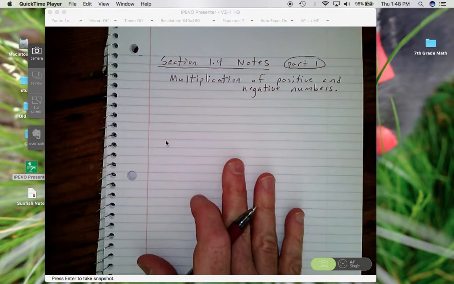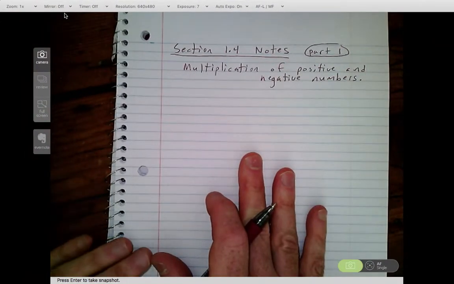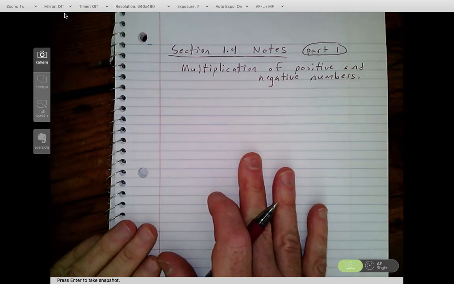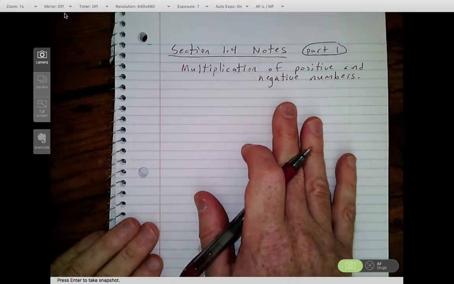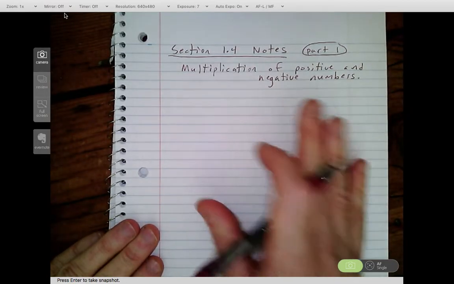All right, so here are our notes for the first part of section 1.4. And this one is going to be about multiplication of positive and negative numbers. And in some ways, this is easier than adding and subtracting, quite honestly. So let's look at a couple things here.